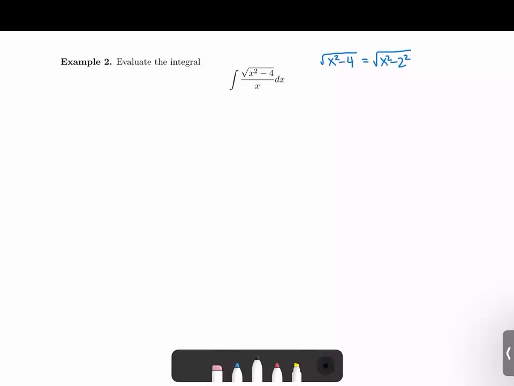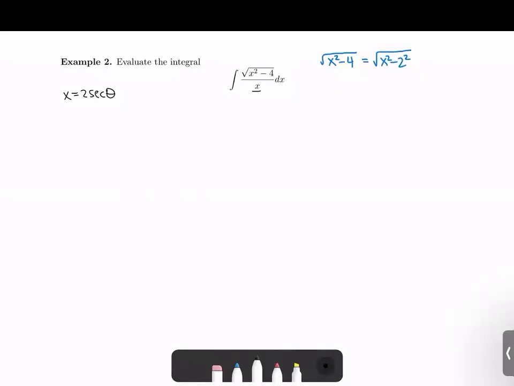So we're just going to start off by writing down that substitution over here on the left-hand side. That means we're going to substitute x equals 2 secant theta, because 2 is what's being squared. So that's how I'm going to rewrite this x in my integral.